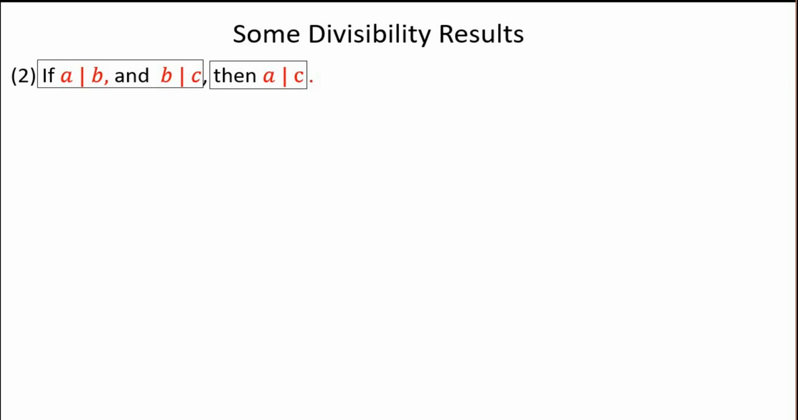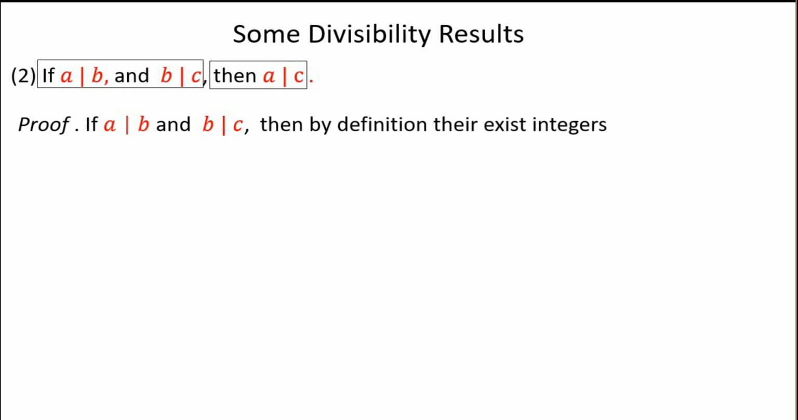The third divisibility result states that if a divides b and b divides c, then a divides c. First we will assume that a divides b and b divides c, then we will prove that a divides c. For the proof, assume that a divides b and b divides c, then by definition there exist integers q1 and q2 such that b is equal to a q1 and c is equal to b q2.